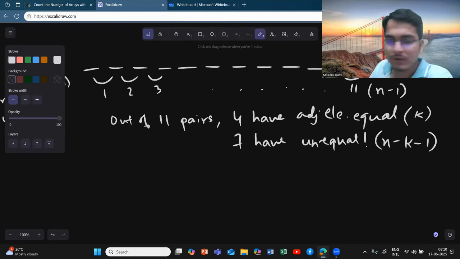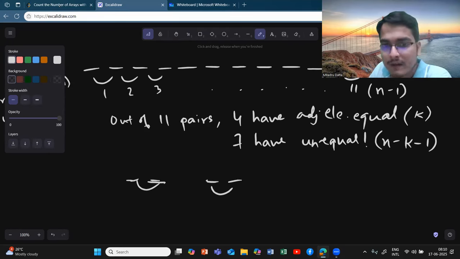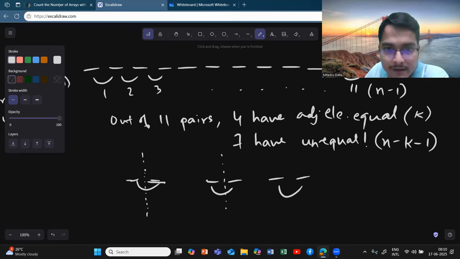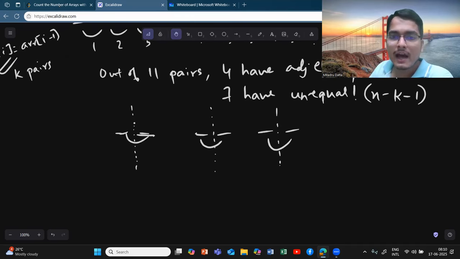So if I try to write the unequal pairs, let's say this is an unequal pair. This says that this element is different from this element. Let's say this is also an unequal pair. This is also an unequal pair. So can I draw a border? Can I draw a partition between these unequal pairs? Why am I drawing that? Because after drawing, I can say that there must be 7 such bars. There must be 7 such partitions.